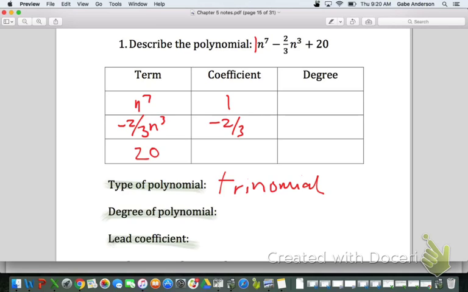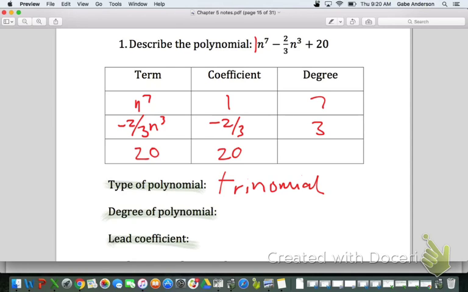20. So 20 is kind of unique. It is a constant term. And with a constant term, the coefficient is the whole thing, right? It doesn't have a variable, it's just itself. Yep. Okay. Finally, degree. What is the degree of the first term? 7. Remember that goes with the exponent, right? So 7. And then the degree on the next term is 3.